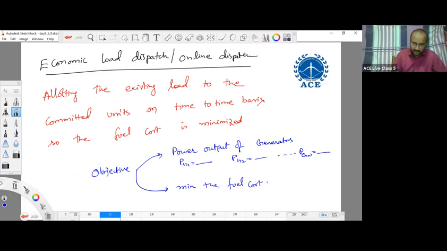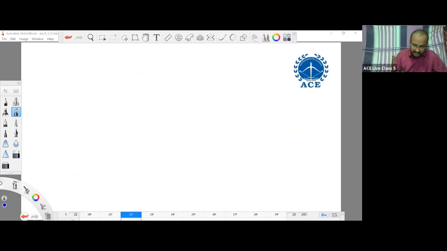Okay. Now let us see how to go for this minimization of fuel cost. How can you minimize the fuel cost? If you consider the thermal power plant, in order to minimize the fuel cost, you should know the fuel cost equation.